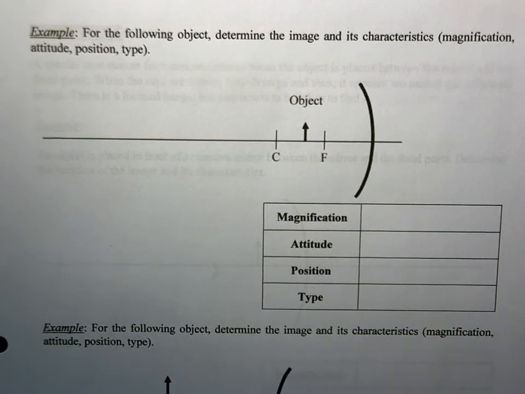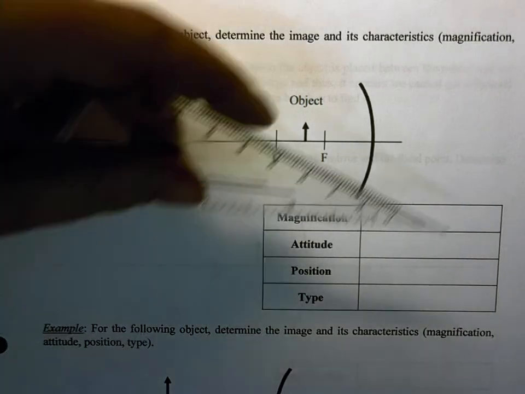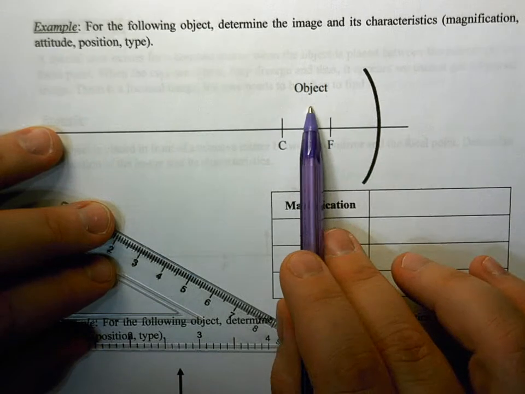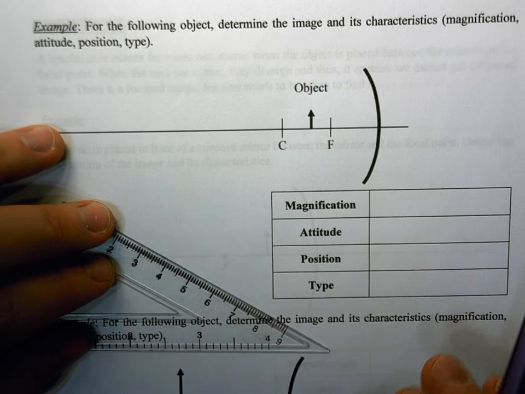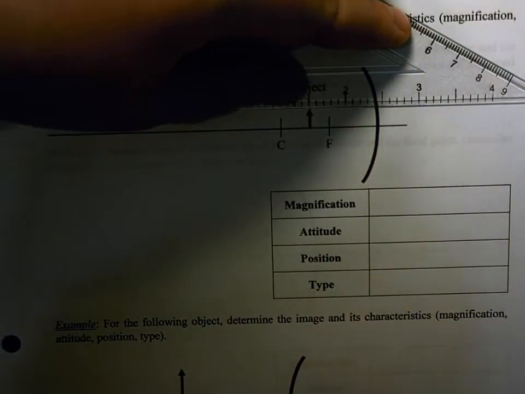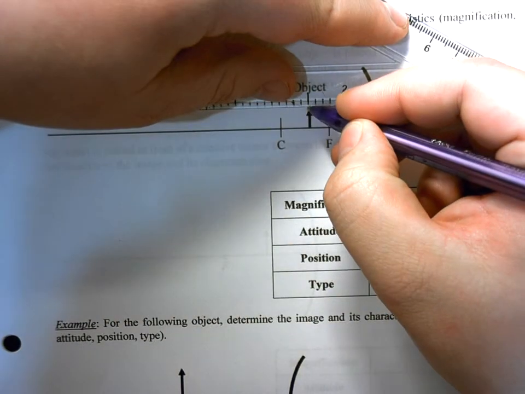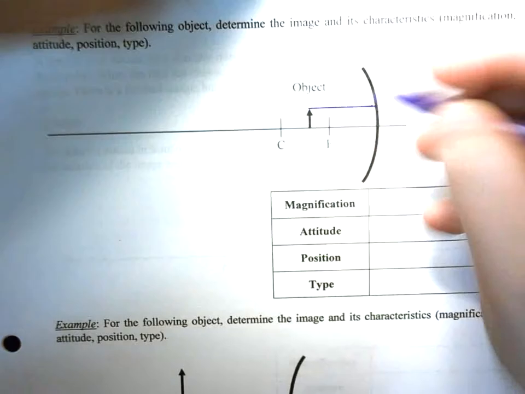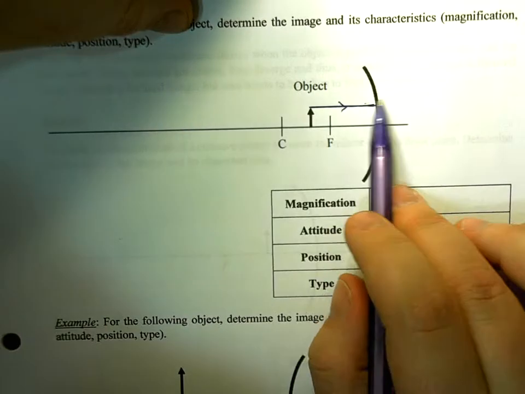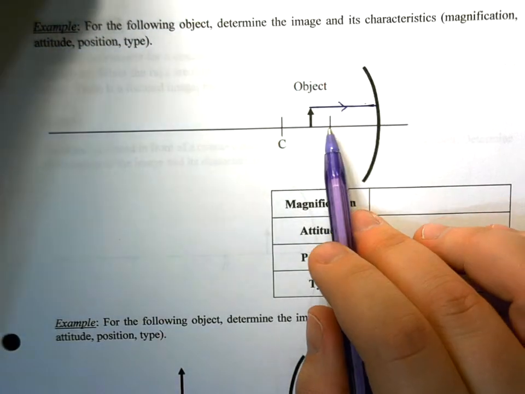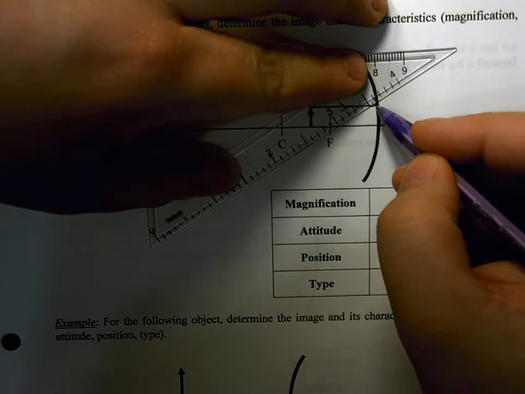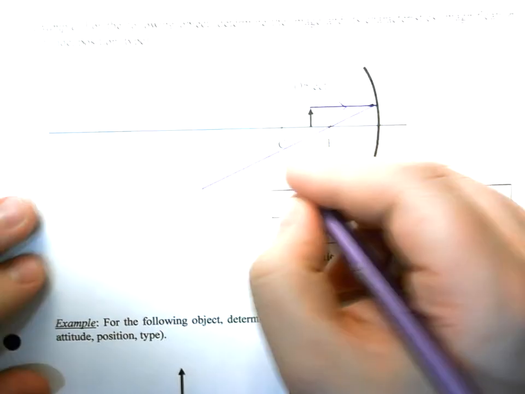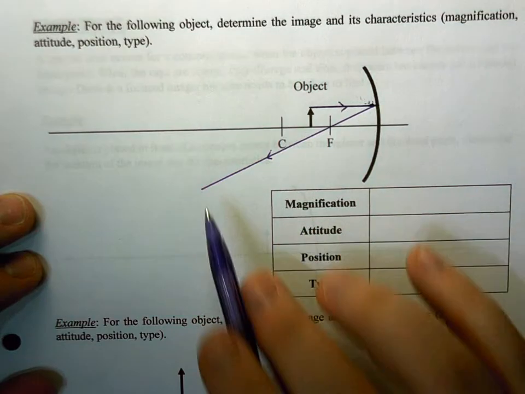So the first ray that we can draw, we can draw it parallel with the principal axis, and then when it reflects, it's going to pass through the focal point. So I want to draw the incident ray here. We're going to try to draw it as parallel as you can with the principal axis. So there is my incident ray. Now it's going to reflect off the mirror, and it's going to reflect such that it passes through the focal point. So we just want to get through that focal point. So this is my reflected ray.